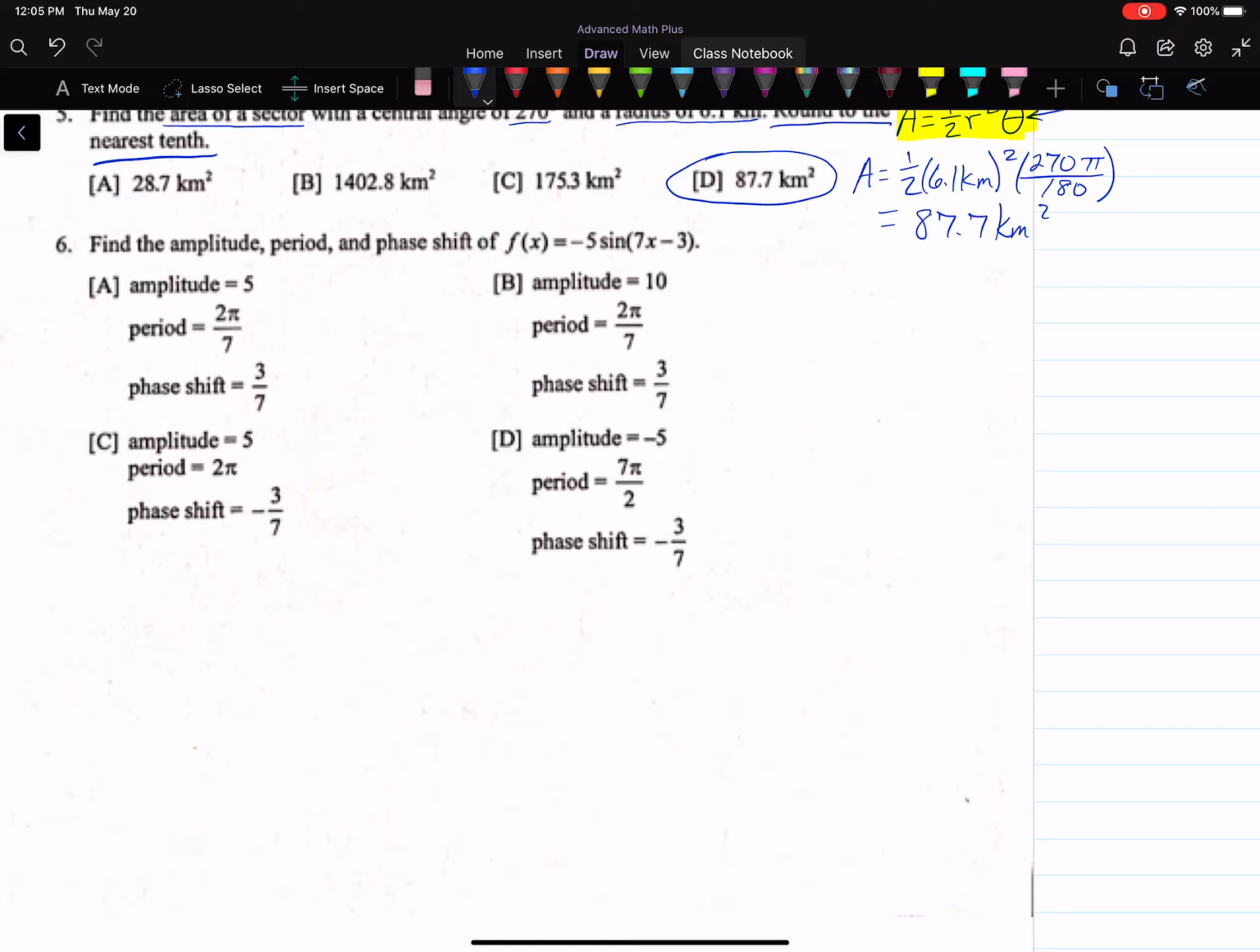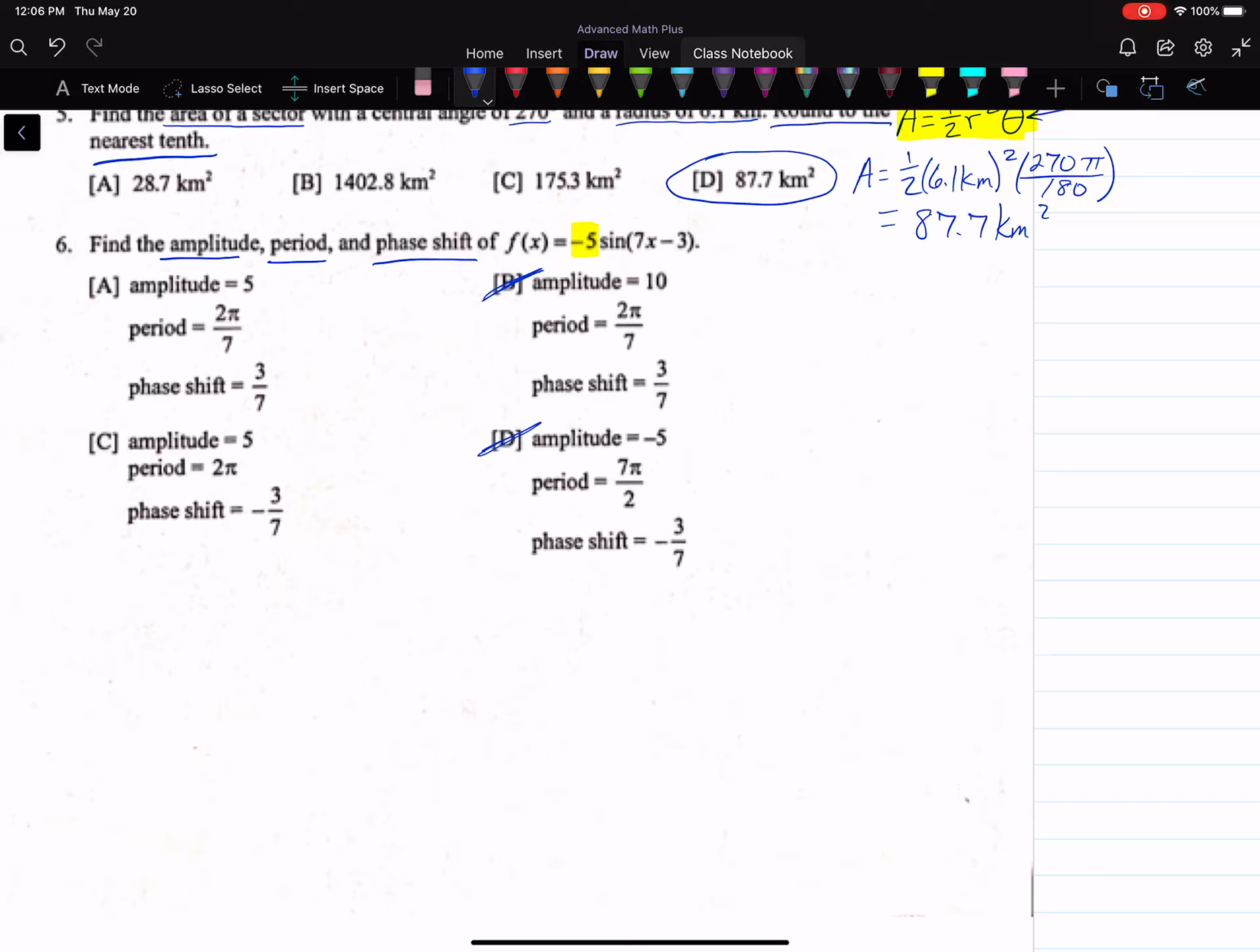Number 6, amplitude, period, phase shift of f of x equals -5 sine of 7x minus 3. Okay, so the amplitude is the easy part. It's the number that's in the front of everything, and it's always positive. So what number's in the front here? -5, but the amplitude's always positive, so I know my amplitude is 5. So that means it can't be B, and it can't be D. It's got to be A or C.